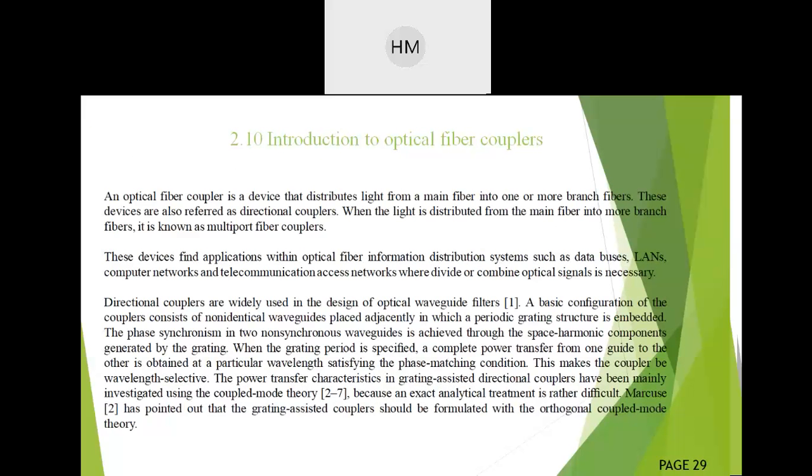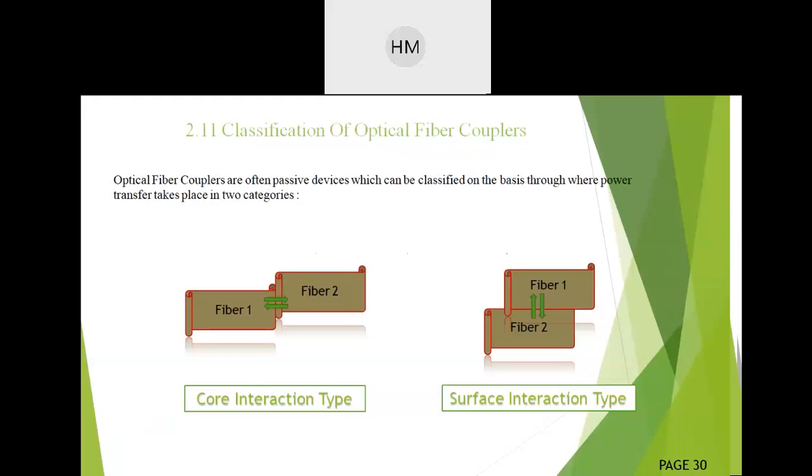Before this, I will tell you the basic concept of couplers and their classification. These are optical fiber couplers, passive devices, which can be classified on the basis of where power transfer takes place, in two categories. What are the two categories of couplers? Core interaction type, that means power will be radiated from core to core. Second is the surface interaction type, where the power will be transmitted from the surface. So this is the general categorization of your couplers. You can draw this basic diagram and you can write the types also.